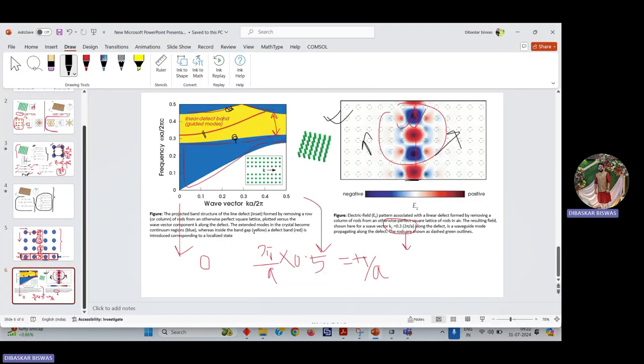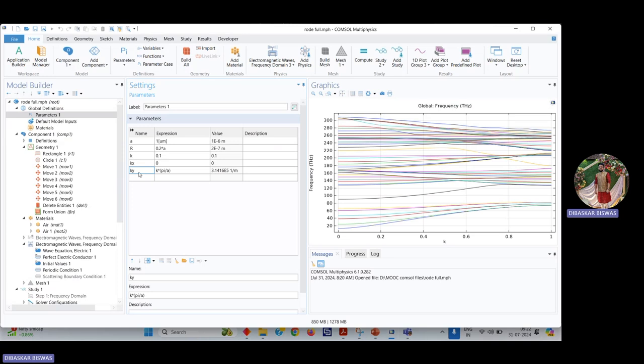Because if you see the band diagram, this is the normalized unit frequency K into 2 pi by A, and the last value is 0.5. If you multiply 2 pi by A into 0.5, you get pi by A. So your extreme maximum limit is pi by A, and your lowest limit is zero. So K is actually spanning from 0 to pi by A. That is your KY. Accordingly, you mention KY as K into pi by A, and you sweep K from 0 to 1.